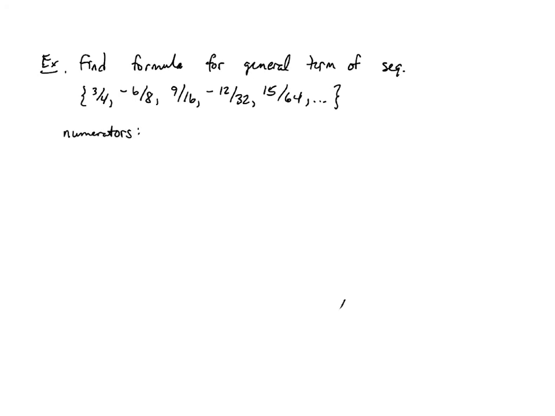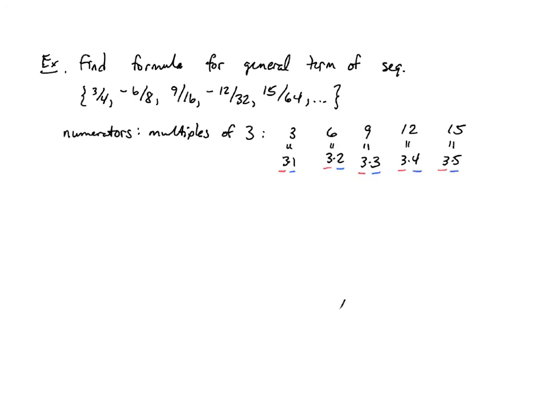So the numerators are given by multiples of 3. And I'm disregarding the signs at this point. I'll deal with those separately. So we had 3, 6, 9, 12, and 15. So we have 3 times 1, 3 times 2, 3 times 3, 3 times 4, 3 times 5. So the thing to look for in the patterns is what stays the same in each of the pieces. That's the factor of 3. And what's the thing that changes in each of the sequence? That's the other multiple, 1, 2, 3, 4, 5.